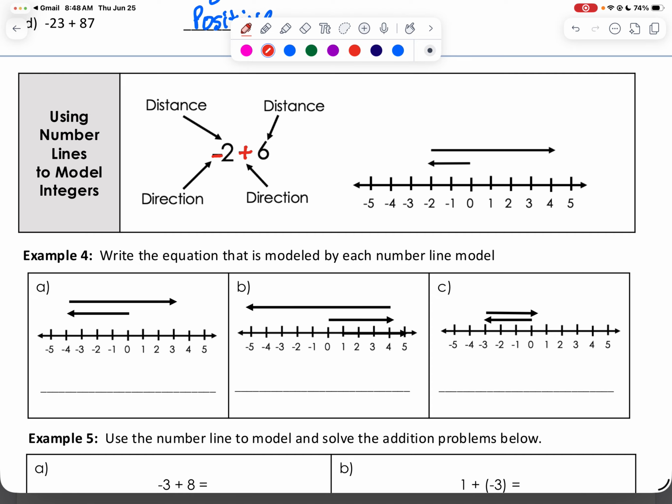So if I look at this number line, we always start at 0. And they had you go 2 to the left, which landed you at negative 2. And then 6 to the right. 1, 2, 3, 4, 5, 6. So it landed at positive 4. So the answer here, negative 2 plus 6 would be positive 4.